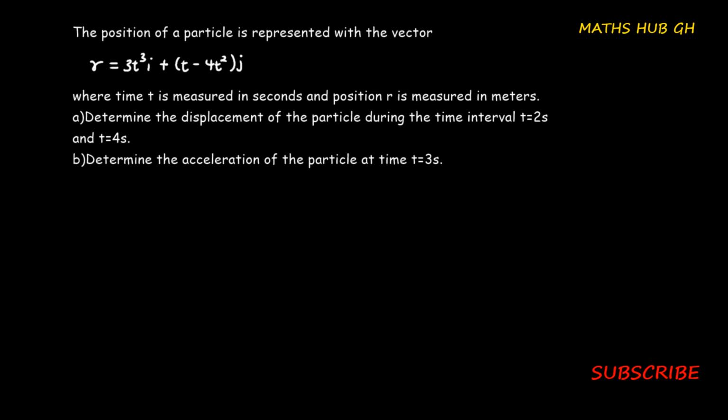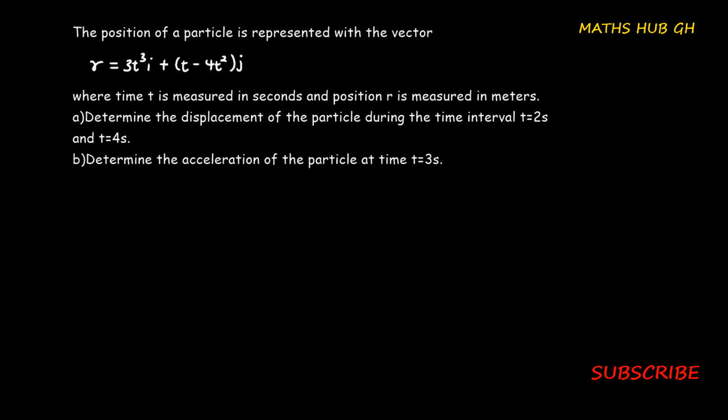Okay, so for us to understand this concept better, we are going to try our hands on this example. So the question says that the position of a particle is represented with the vector r equals 3t cubed i plus t minus 4t squared j, where time t is measured in seconds and position r is measured in meters. A. Determine the displacement of the particle during the time interval t equals 2 seconds and t equals 4 seconds. And then B. Determine the acceleration of the particle at time t equals 3 seconds. So let's look at how we are going to do this.